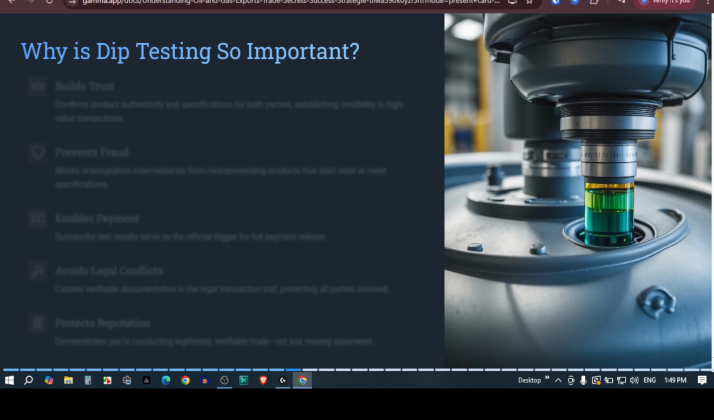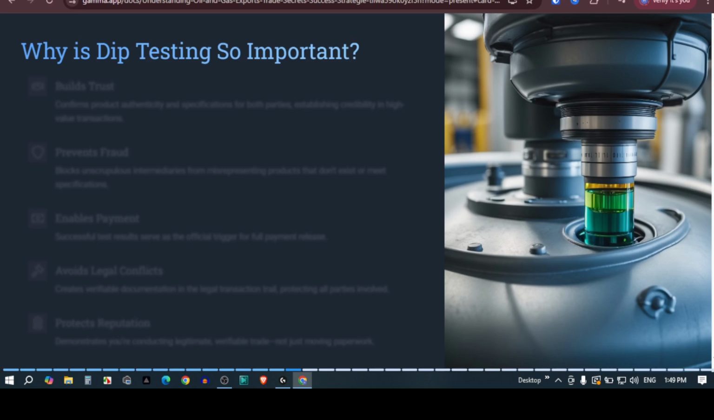Now, let's get straight to the point. Dip testing is not just a technical step, it's a business safeguard. Whether you are a buyer, seller, or mandate, understanding its importance could be the difference between closing a deal and being caught in a costly scam. Therefore, here's why dip testing matters so much in this industry.